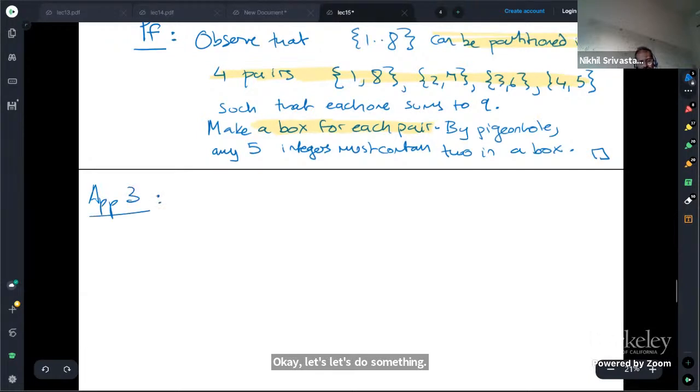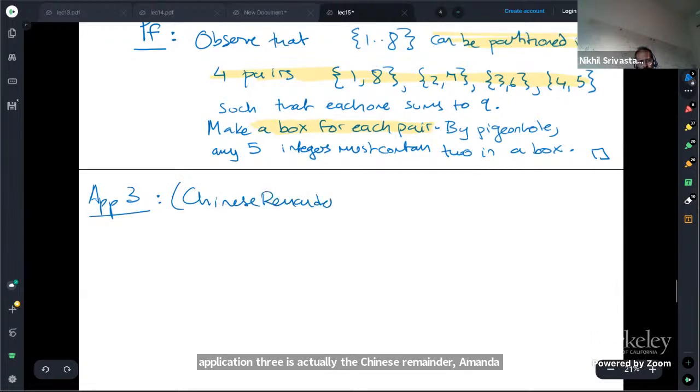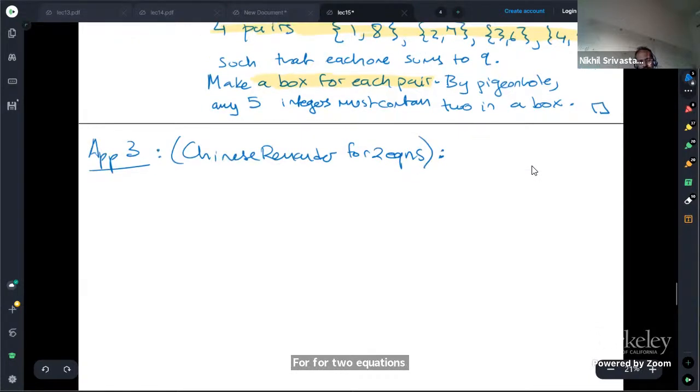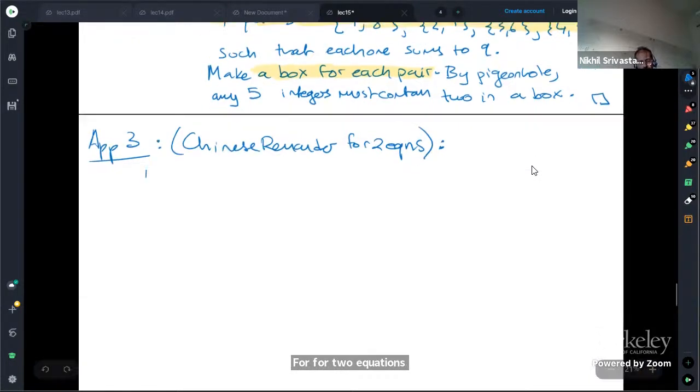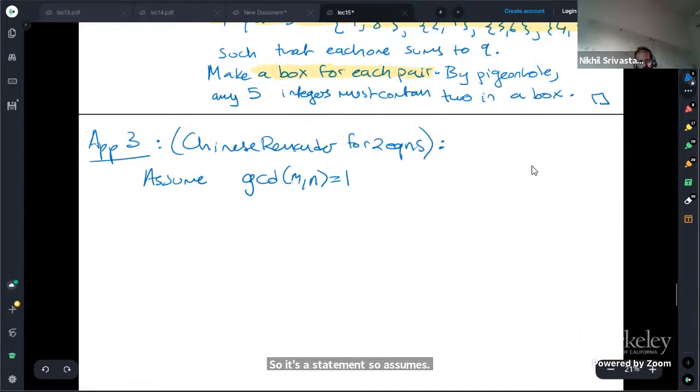So application 3 is actually the Chinese remainder theorem for 2 equations, which we already proved, but let's prove it again. So it's a statement. Assume m and n are positive integers that are relatively prime, and a and b are non-negative integers that are strictly less than m and n respectively.